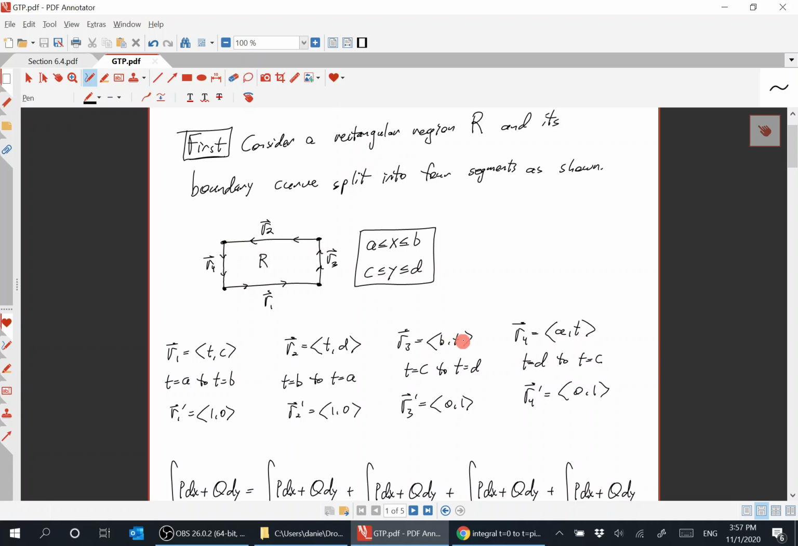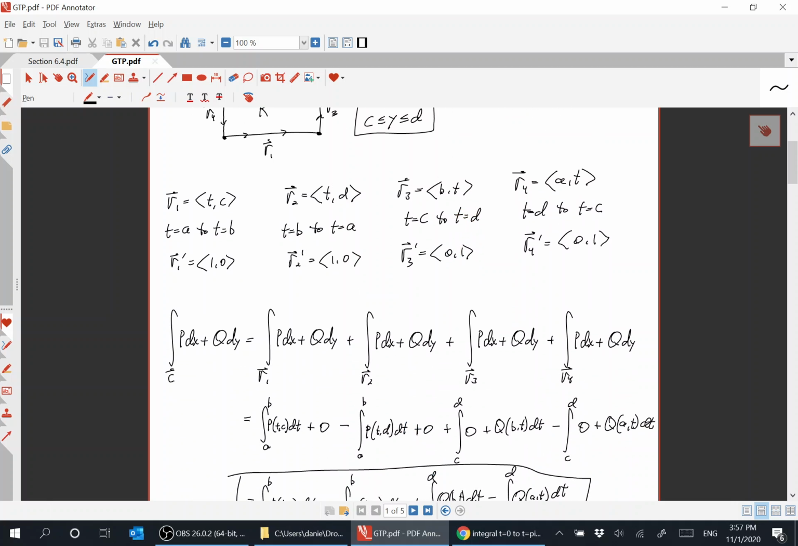R3 is (b, t), from t equals c to t equals d. And R4 is (a, t), from t equals d down to t equals c. And R1 prime, R2 prime, R3 prime, R4 prime are real simple: (1, 0), (1, 0), (0, 1), (0, 1). Great. So let's use this other notation for the line integral. This p dx plus q dy works out a little bit more nicely for this scenario.